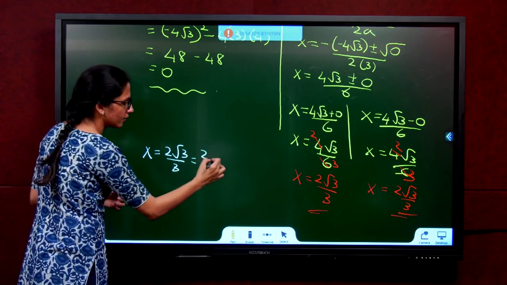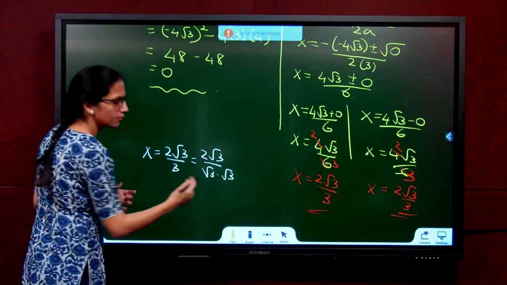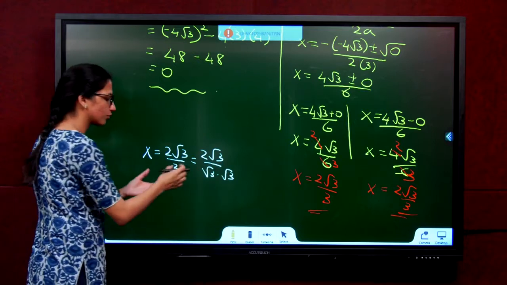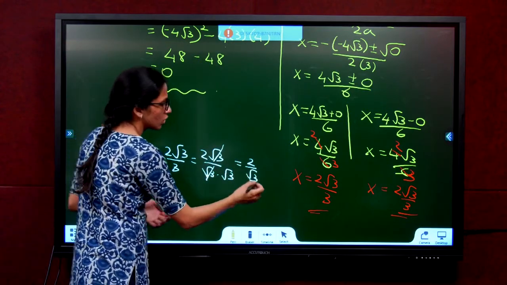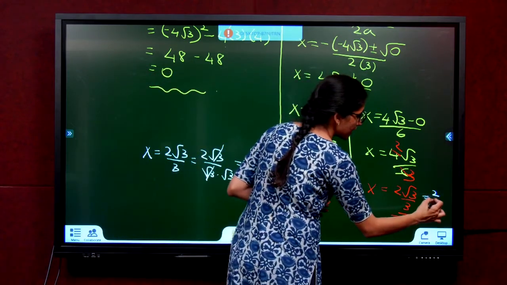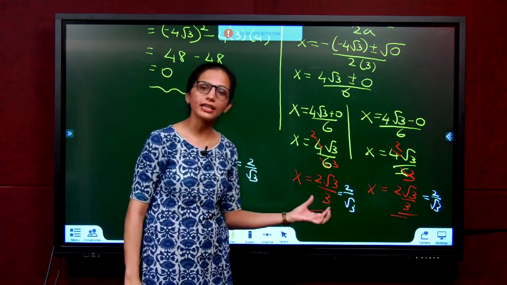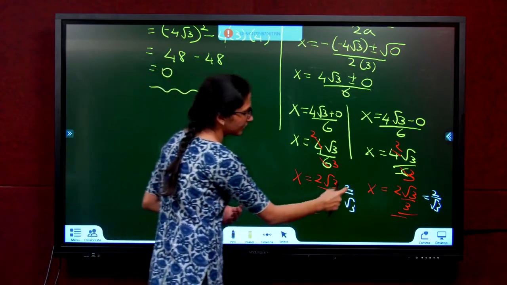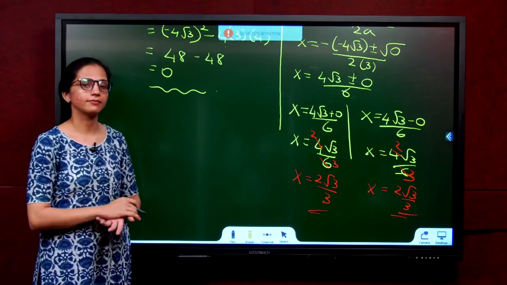I can write 3 as √3 into √3. No doubts. Why? Because √a into √a is a. √3 into √3 is 3. √3 cancels. The answer is 2 by √3. So even if you write this as 2 by √3, it is correct. It is not wrong. But it is good practice to not keep a root in the denominator, which is why we will choose to leave it like this. Even this is correct, but we will leave it like this.